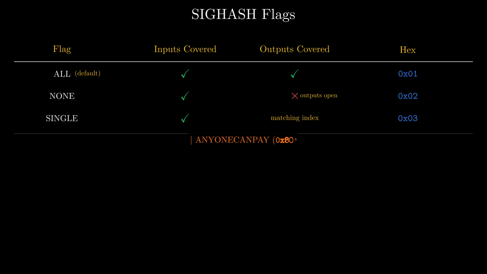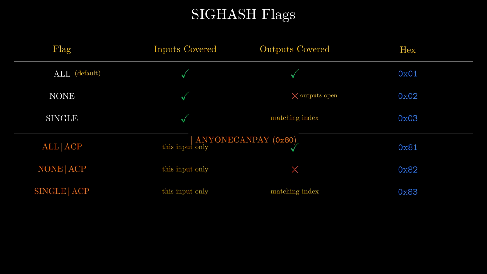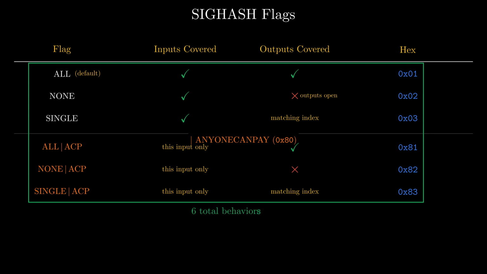Then there's a modifier. ANYONECANPAY, 0x80, bitwise OR with any base flag. It strips the input commitment down to just the signer's own input, leaving all other inputs open. Combine them and you get 6 total behaviors. Each one changes which fields of the transaction your signature pins down and which fields anyone else can still modify.